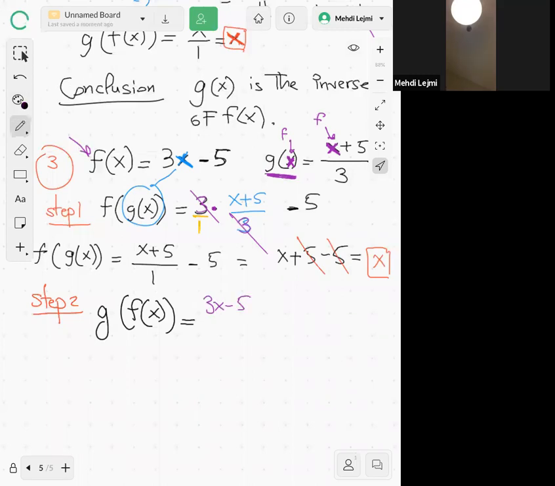And then, as you can see, there's this plus 5 here in g, and we divide by 3. So the 5s cancel out, minus 5 plus 5. It's just 3x over 3, and of course, 3 in the top, 3 in the bottom, so it cancels out. So the answer is just x again. I got x in the first step, I got x in the second step. So the conclusion is that g is the inverse of f.